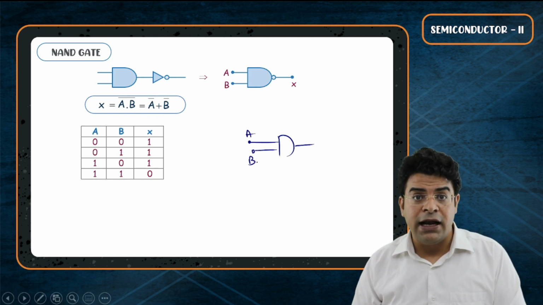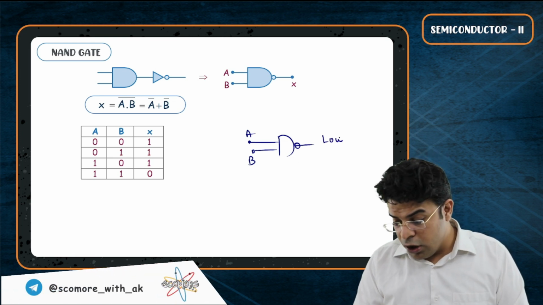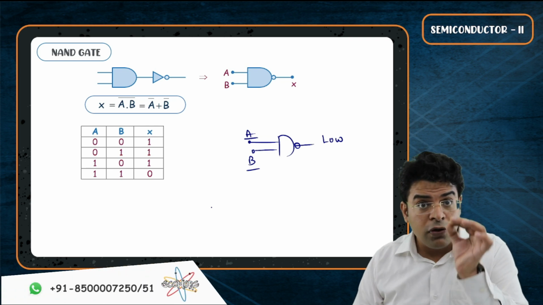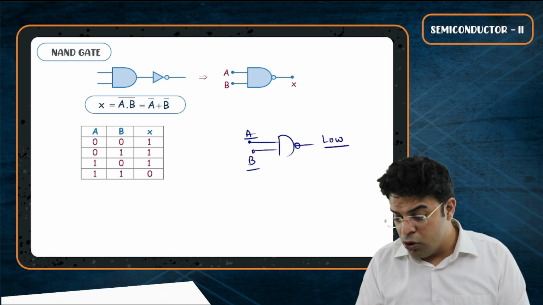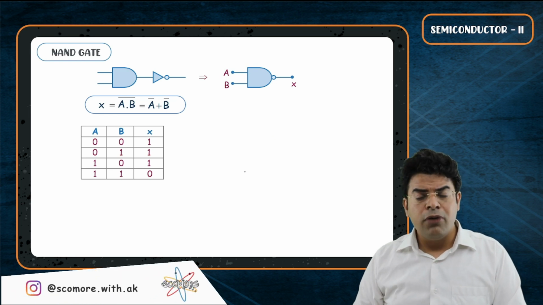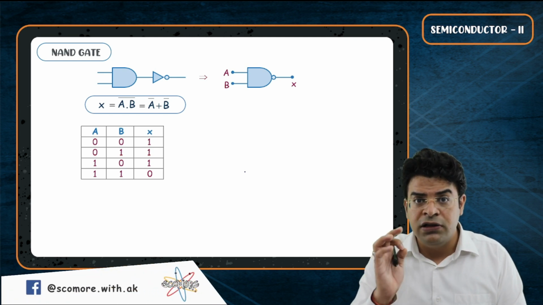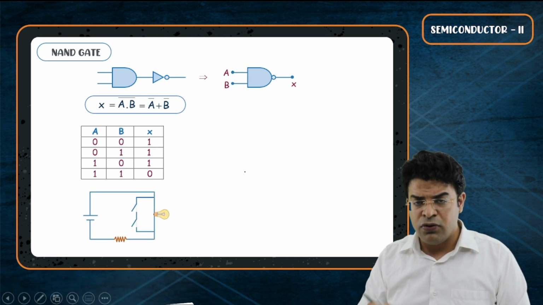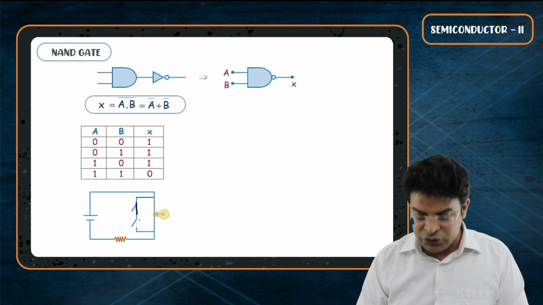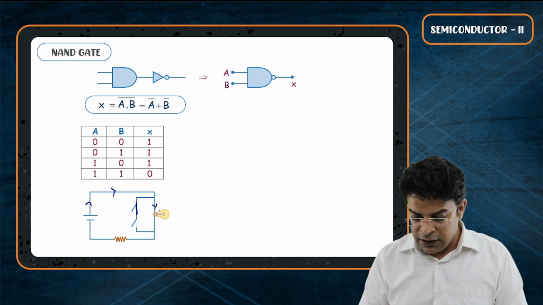Now understand that for a NAND gate, the output is low only when both the inputs are high. Now bachcho, if we can think of the electrical circuit equivalent for the NAND gate, what will it look like? It will look something like this. If, let's say, the first key is closed, will the bulb glow? Yes, the current will come out and the bulb will glow.